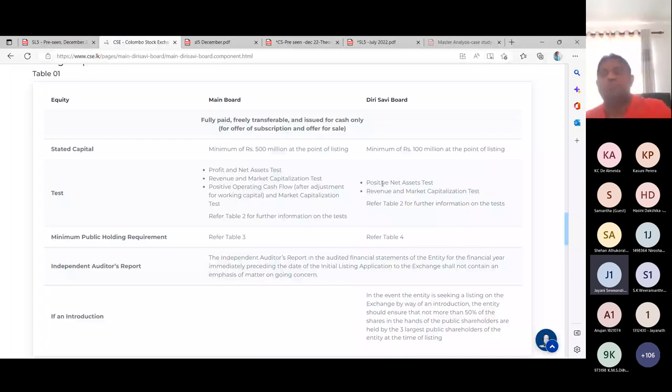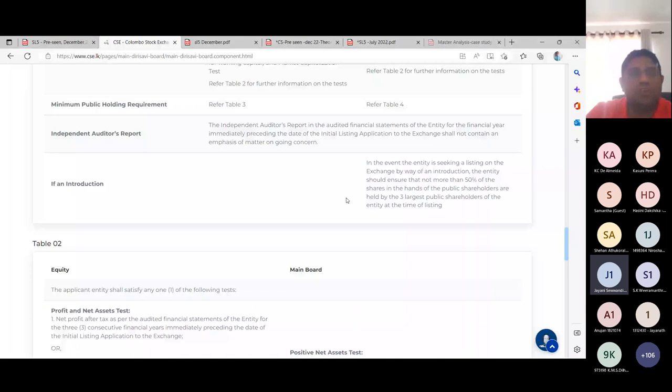Right. So, possibly in the Dirisavi board, not in the main board. Minimum 100 billion at the point of listing, stated capital. We'll see the minimum public holding requirement. We'll see how much in the Dirisavi board.